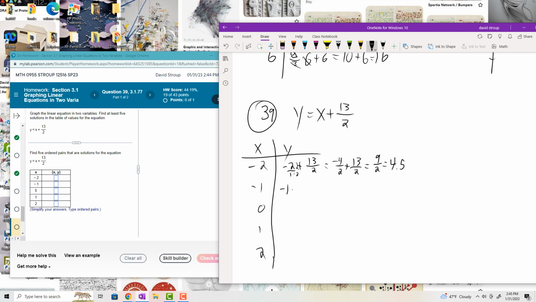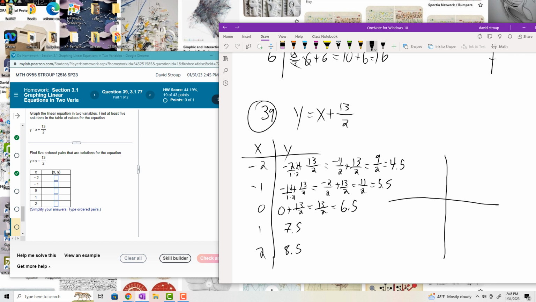The second one, -1 plus 13 halves, is the same as, well, -1's the same as -1 over 1, and you can multiply top and bottom by 2. So you get -2 over 2 plus 13 over 2. That one's 11 halves, which is 5.5. The next, plug in 0. So you get 0 plus 13 halves is 13 halves, which is 6.5. And then you kind of see patterns after a while. It's going 4.5, 5.5, 6.5. This will be 7.5. This will be 8.5. You just do educated guesses.